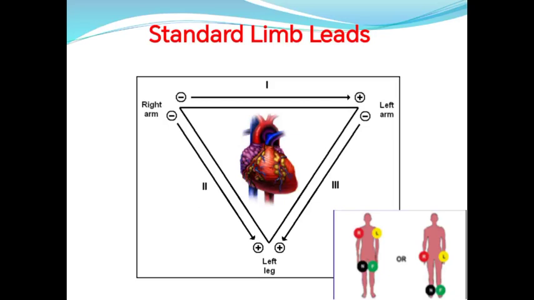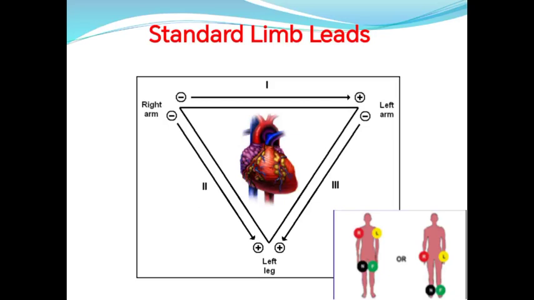Simply like that, you see. This is the right arm here, and this is the left arm, and this is the left leg. For lead 1, the negative end is on the right arm and the positive on the left arm. For lead 2, the negative end is on the right arm and the positive on the left leg. For lead 3, we have the negative on the left arm and the positive on the left leg. This is the famous Einthoven triangle for the standard limb leads.